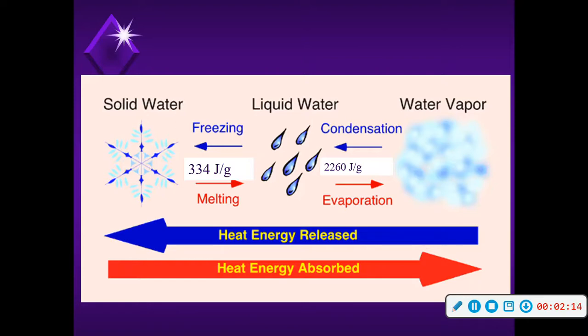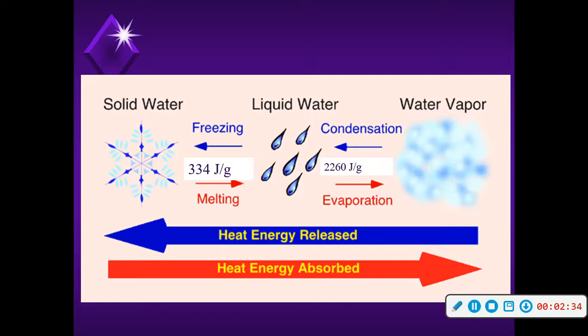So evaporation is a lot harder to happen than to melt the substance. That's why it will take days for puddles sometimes to disappear in the ground. But ice, on the other hand, can melt pretty quickly, within hours. So evaporation, a lot of energy required for that to go on.